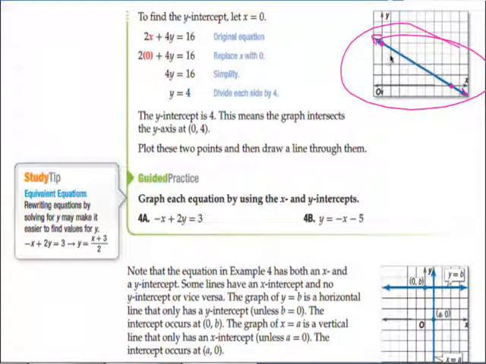If you don't have graph paper, by the way, that's fine. You can just sketch these out. Okay? So let's take a look. Let's get a sketch of 4A and 4B. Pause the video right here. Get these on your own, and then I'll walk you through them. Pause the video now.